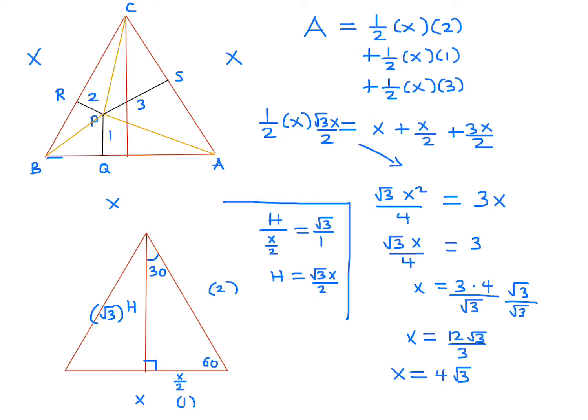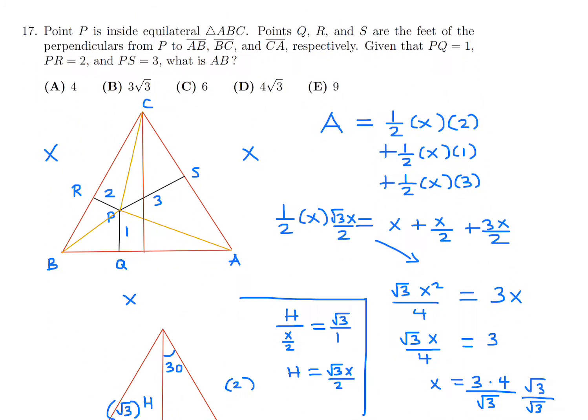And remember, x represented my length for AB. So that means AB is equal to 4 root 3. So AB is 4 root 3, and number 17, the answer is D.